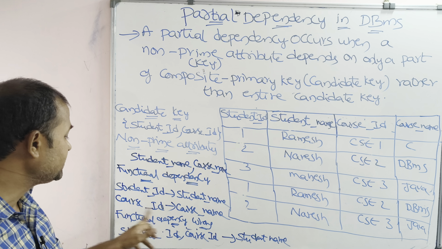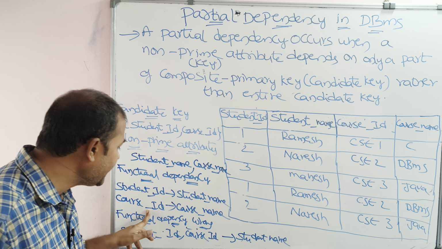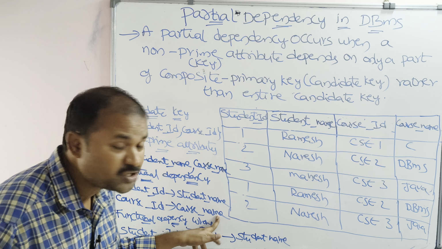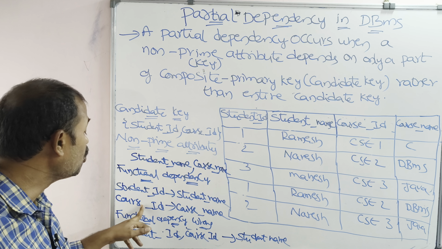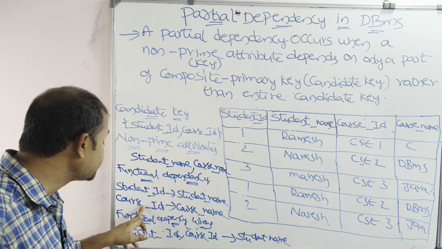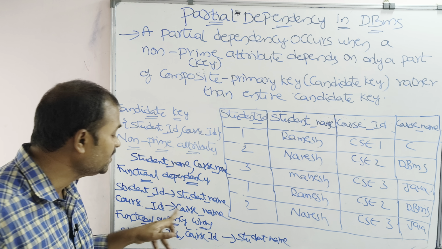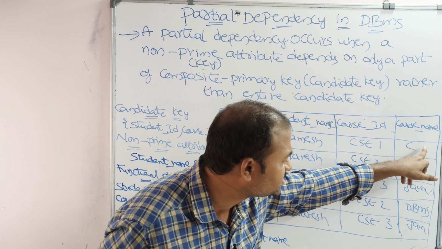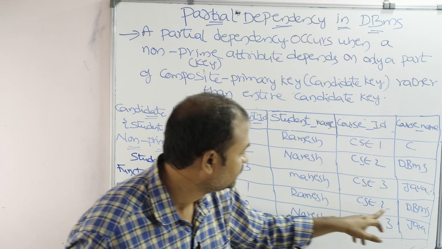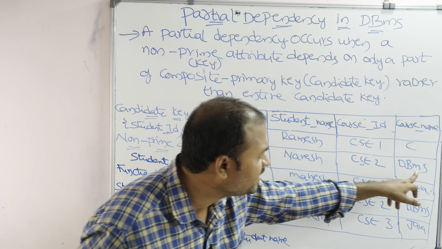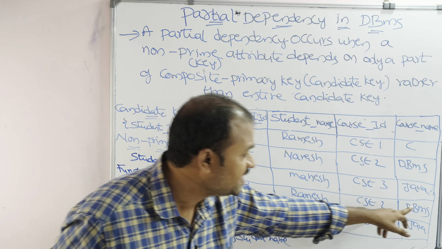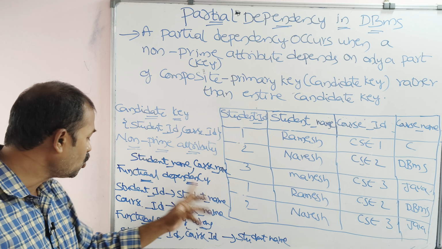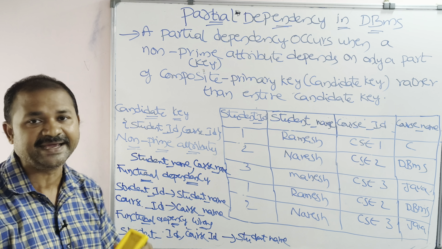Next, let us take this functional dependency. Course ID determines course name. That means the course name depends on the course ID. If we know the course ID, then we can easily tell the course name. CSE1 course ID means the course name is C. Next, CSE2 means DBMS. So we can say that the course name depends on the course ID.